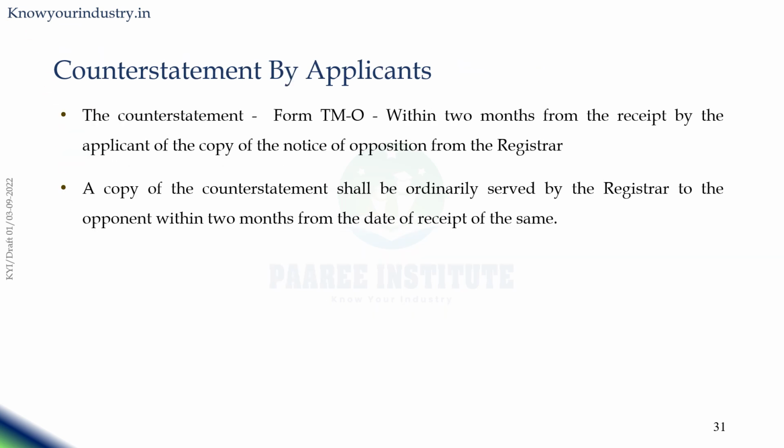So once after advertisement of the trademark application in the trademark journal, any third party can file a notice of opposition. They will send the notice of opposition to the trademark office. Once the registrar receives it, he will send the notice of opposition to the applicant. Within 2 months from the date of receipt, the applicant needs to submit a counter statement. That counter statement should be served by the registrar to the opponent within 2 months from the date of receipt of the same.